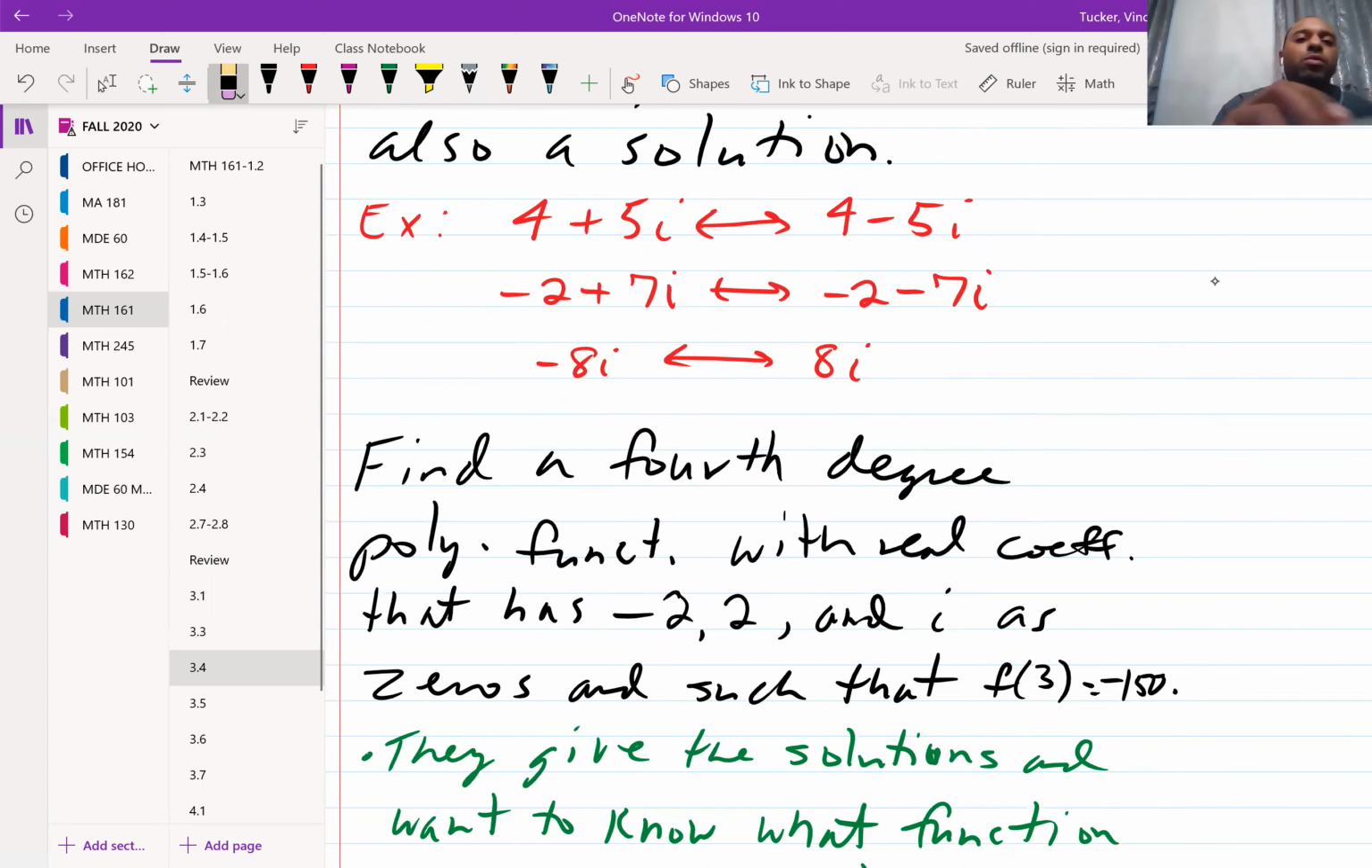All right, so next exercise: find a 4th degree polynomial function with real coefficients that has -2, 2, i as zeros and such that f of 3 is equal to -150. So in other words, when you plug 3 into the function, it is equal to -150.